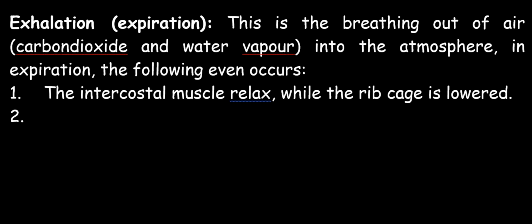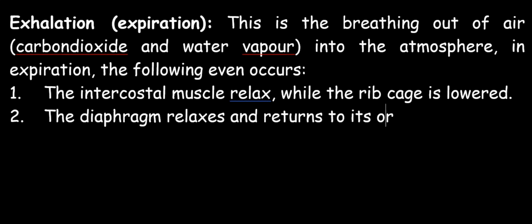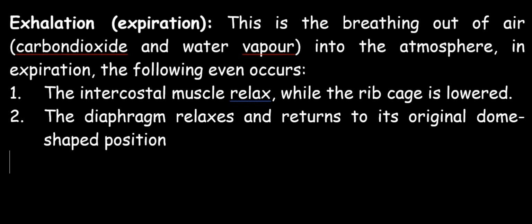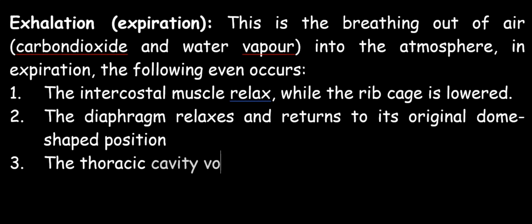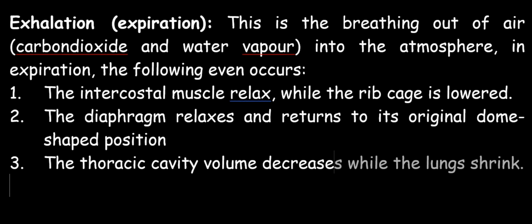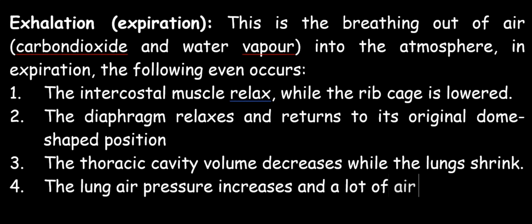This is in contrast with the phase of inhalation, where the intercostal muscle contracts and the ribs move upwards. The next event that occurs is that the diaphragm relaxes and returns to its original position, which is the dome-shaped position. The next thing that happens is that the thoracic cavity volume decreases while the lungs shrink, and then the lung air pressure increases, and a lot of air is expelled from the lungs through the air passage.